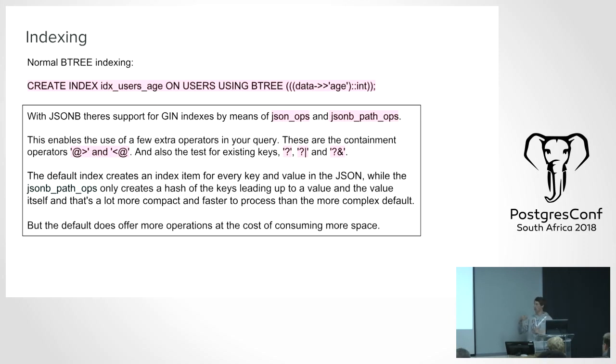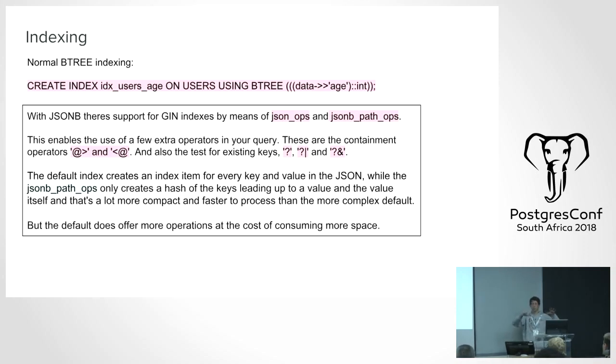Does some of these keys exist? Do all of these keys exist? The JSONB path ops has only the containment operators. So that's a trade-off you have to decide for yourself. In the way they are stored, the JSON ops obviously takes a lot more space because it has to accommodate those five operators, and JSONB path ops only the two containment operators.